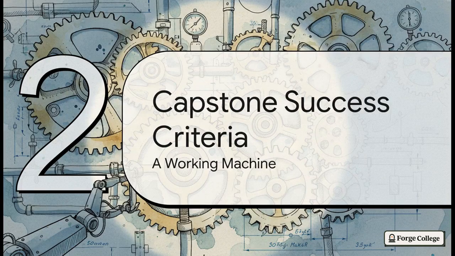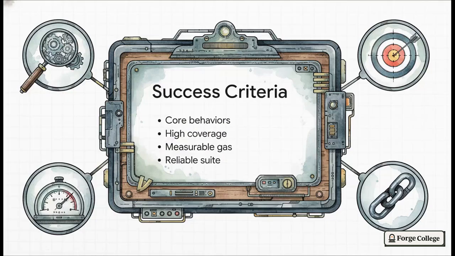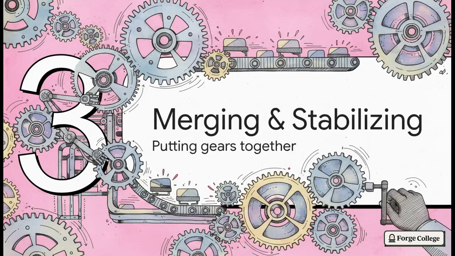Section 2. Defining capstone success criteria. What makes a working machine? Before we tighten even a single bolt, we really need to understand the exact specifications. So you have 4 mandatory acceptance criteria. First, total coverage of your core behaviors. Second, meeting your coverage thresholds. This proves you didn't just test the easy, happy paths. Third, your optimization insights absolutely must be reproducible and measurable. And finally, flawless end-to-end reliability. The whole suite has to run from a blank slate without crashing. No pressure, right?